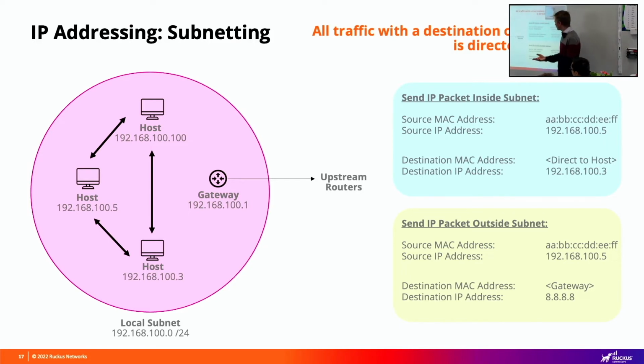Pretty straightforward. Now, if I wanted to get to a different host, such as 8.8.8.8, because I wanted to use Google's DNS server, the source MAC address would be the same, it would be my host, and the source IP address would be the same. But in this case, the device has recognized that the IP address I want to get to is outside of my subnet. So it will forward this packet to the MAC address of the default gateway. Then the default gateway, or the router, is responsible for sending that packet up into the internet or to its next hop.